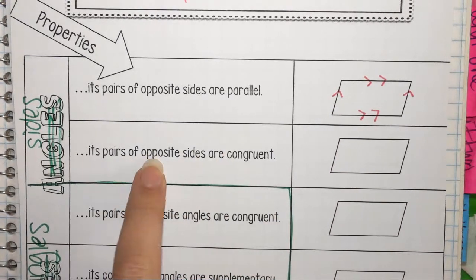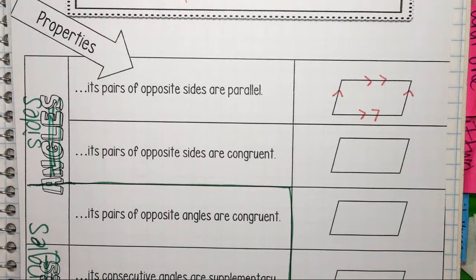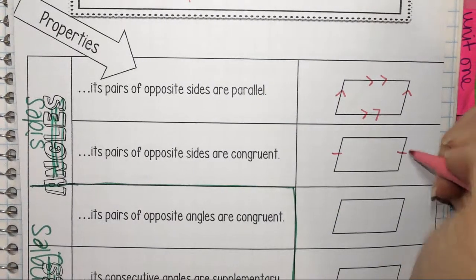All right. Now, its pairs of opposite sides are congruent. So what do we use to mark congruent sides? The tickies, the dashes. Good. Take a point.